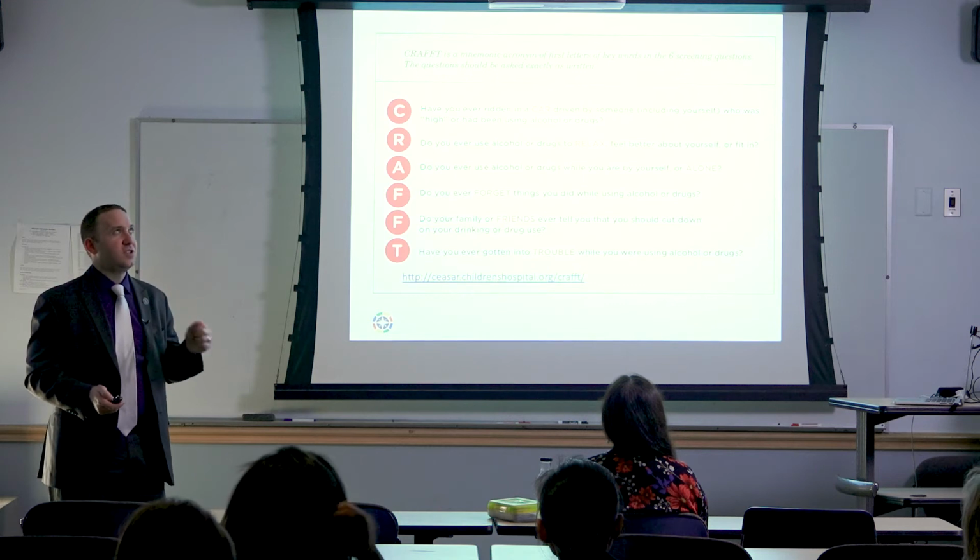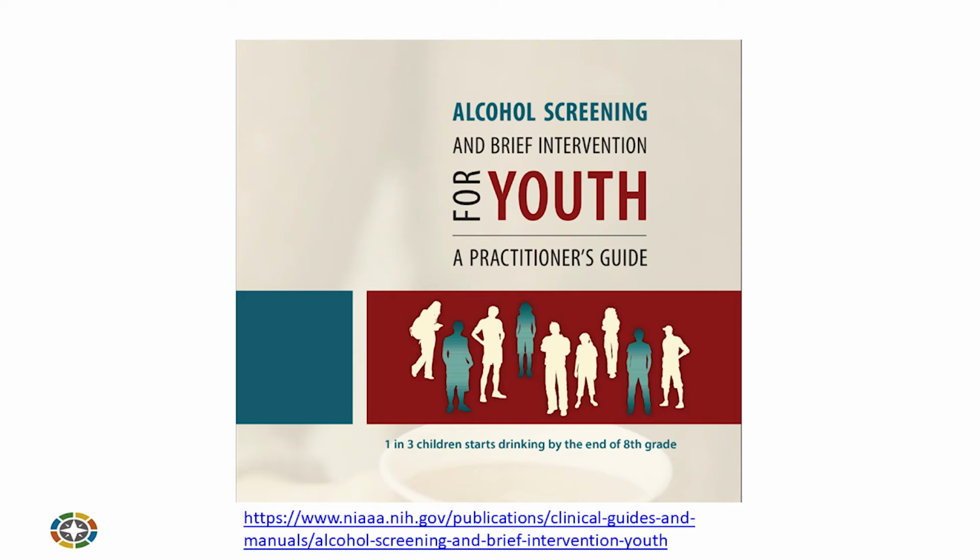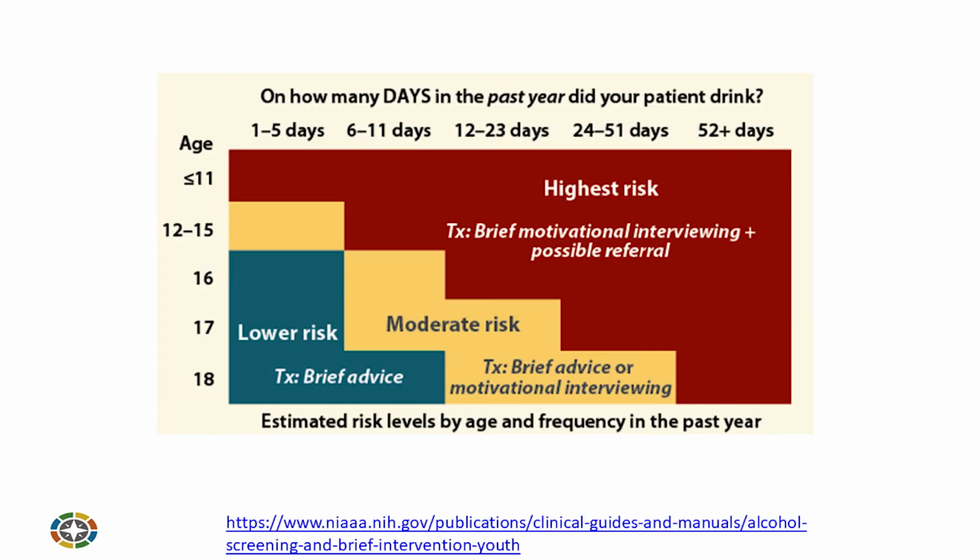Screening to brief intervention, S2BI, can be administered online. So it can be administered in a waiting room if you have a tablet or something. And this is a pretty good guide that I like, published by the National Institute on Alcohol Abuse and Alcoholism, called Alcohol Screening and Brief Intervention for Youth, that looks at on how many days in the past year did you drink and stratifies based on their age which use pattern is considered to be high risk, moderate risk, and low risk, right?